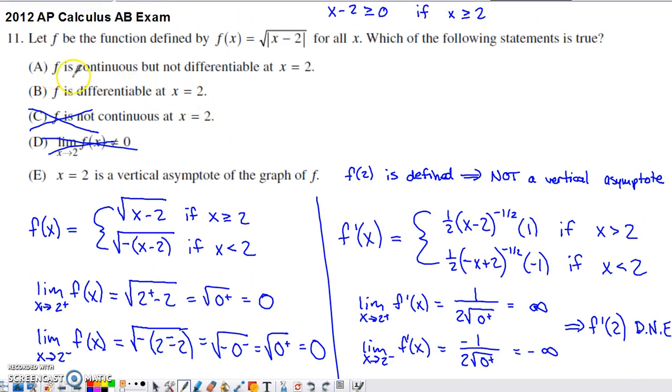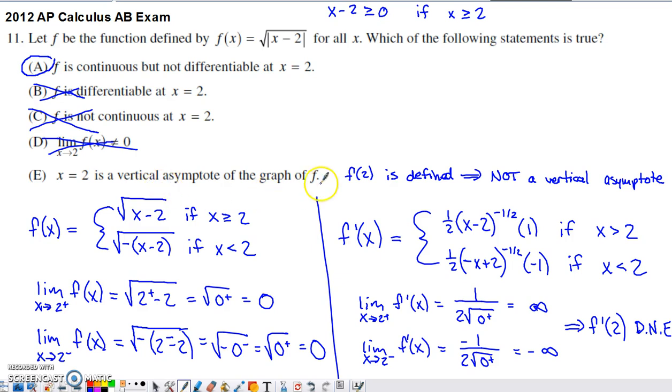So the function is continuous. Yes, we've already checked that box. We ruled out C a little while ago, but not differentiable. We've just confirmed that. So we are looking at choice A. Choice B is ruled out because we've just said it's not differentiable at 2.